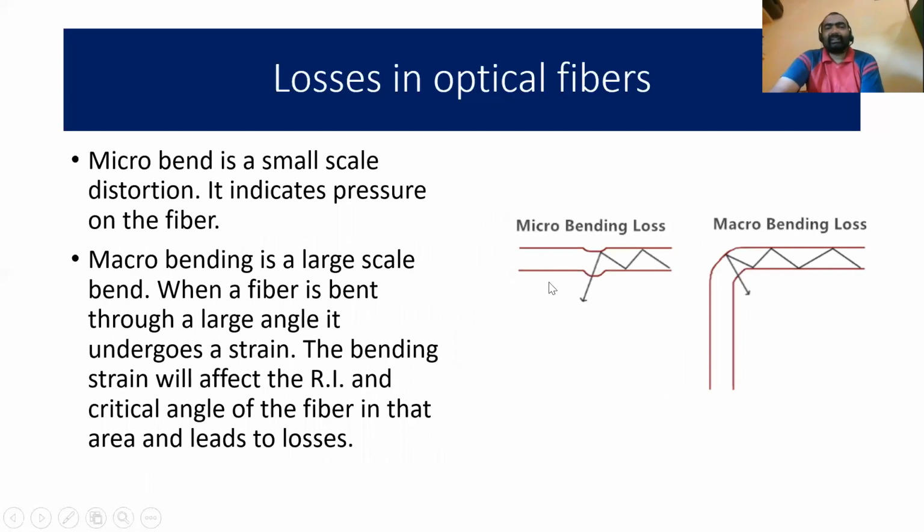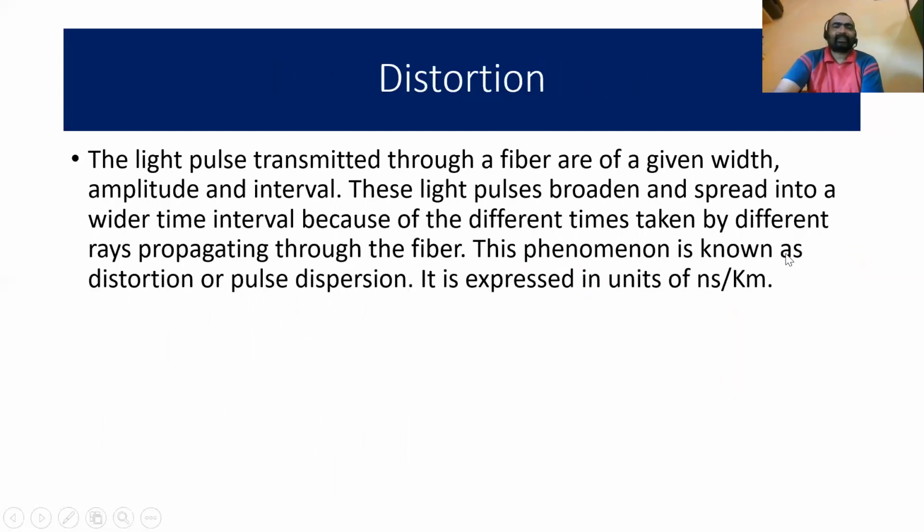There are two types of bending losses: micro bend losses and macro bend losses. Micro bend is a small scale distortion. Here you can see it indicates the pressure on the fiber. If a little bit of pressure is applied on the fiber, it leads to micro bending losses. Macro bending is the large scale bend. When a fiber is bent through a large angle, it undergoes a strain. The bending strain will affect the refractive index and critical angle of the fiber in that area and leads to losses. Here you can see the light going out due to the macro bending distortion.